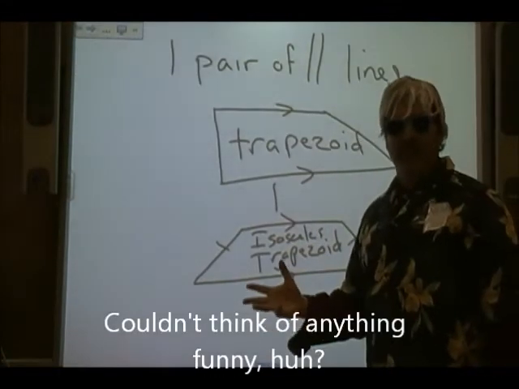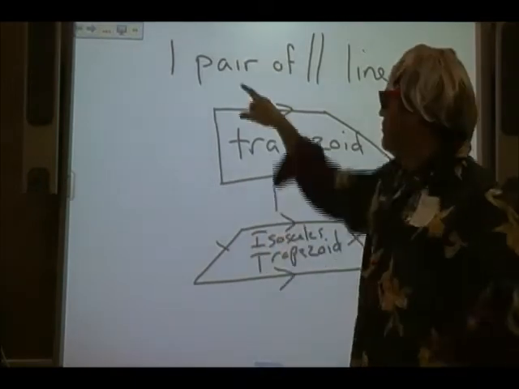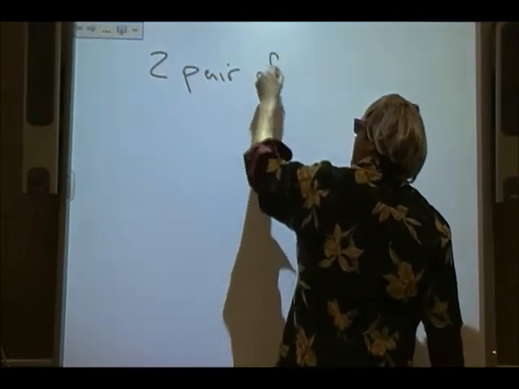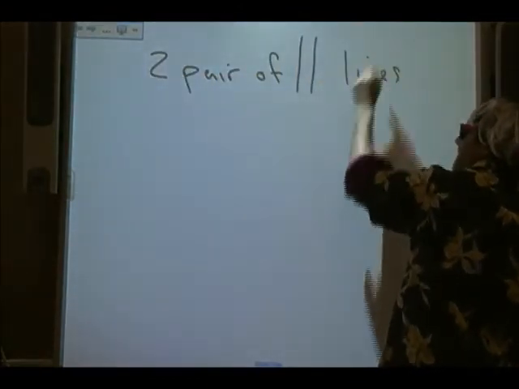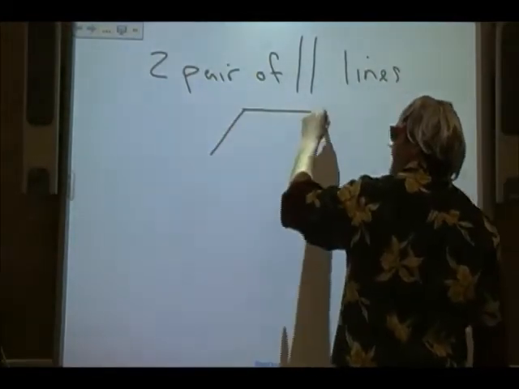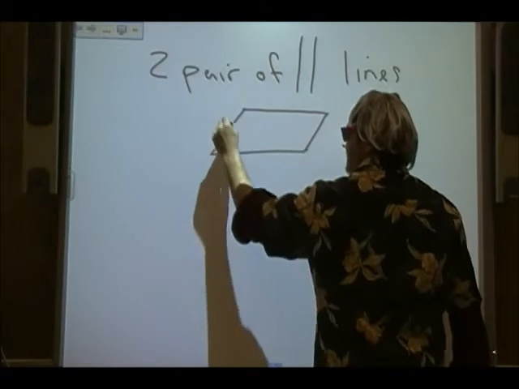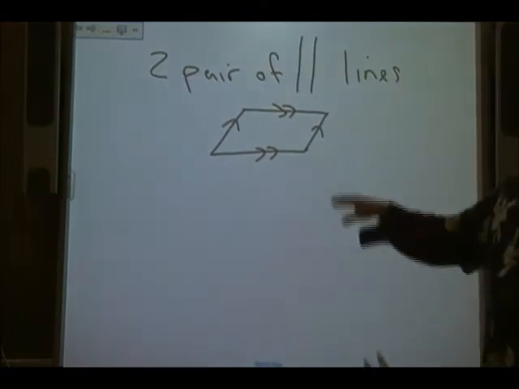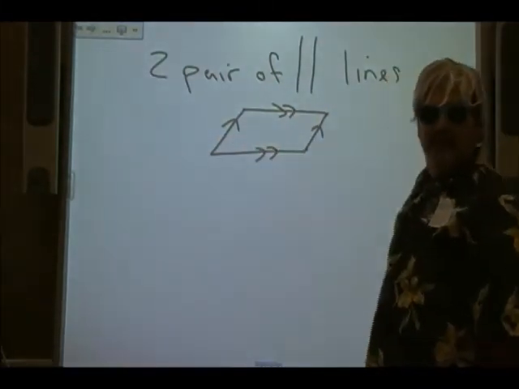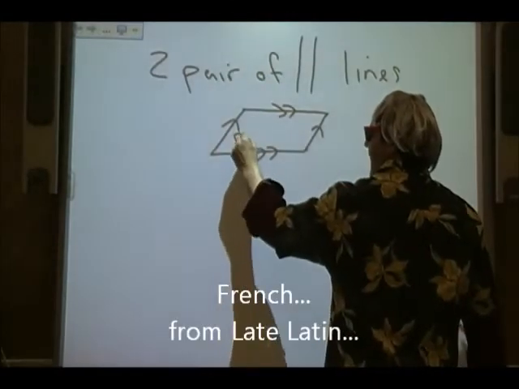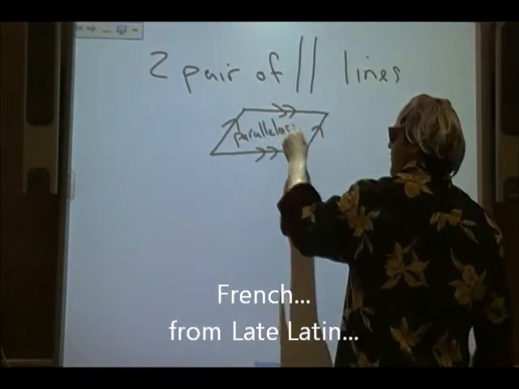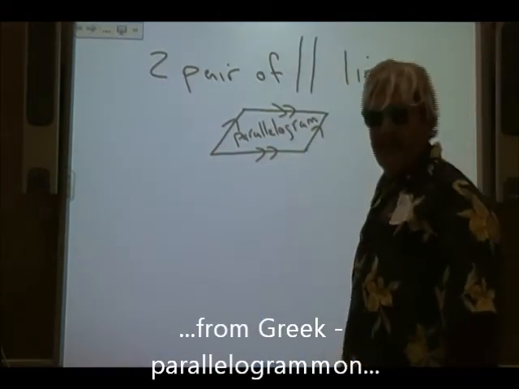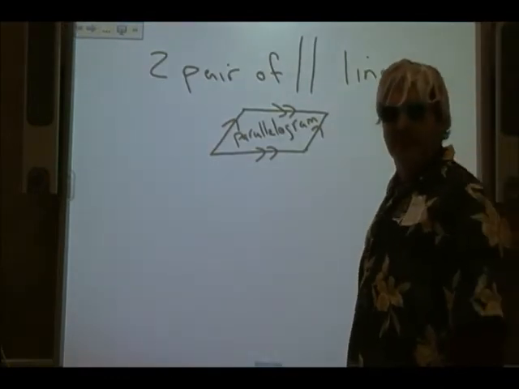And the last thing we can do is when we have two pairs of parallel lines. First of all, it looks like this. These are parallel and these are parallel. Since these are parallel and these are parallel, it's called the parallelogram. Parallelogram. Which would be another great name if you're having a kid. Parallelogram. Come here, parallelogram. It sounds nice.